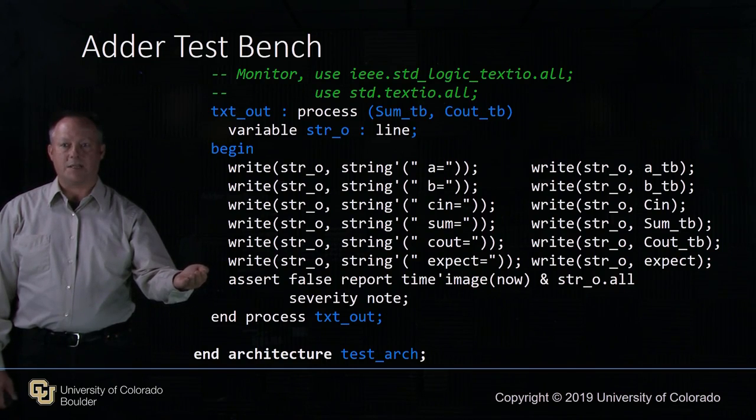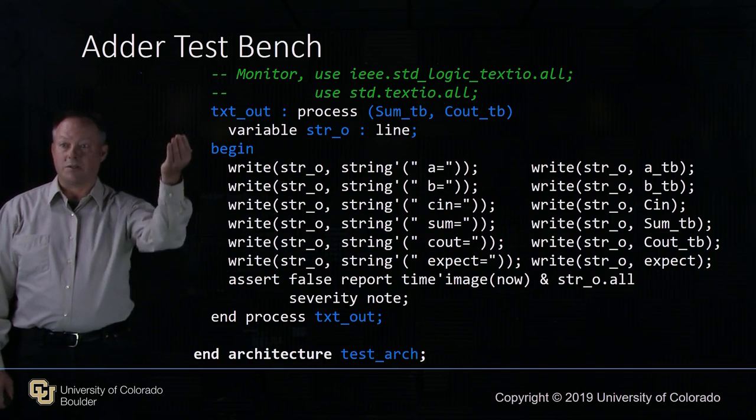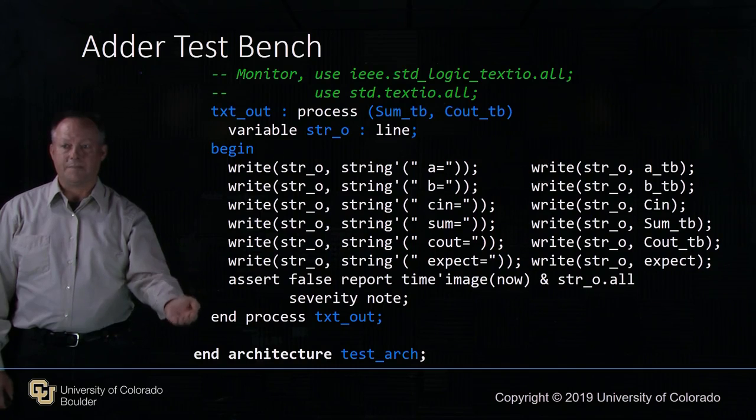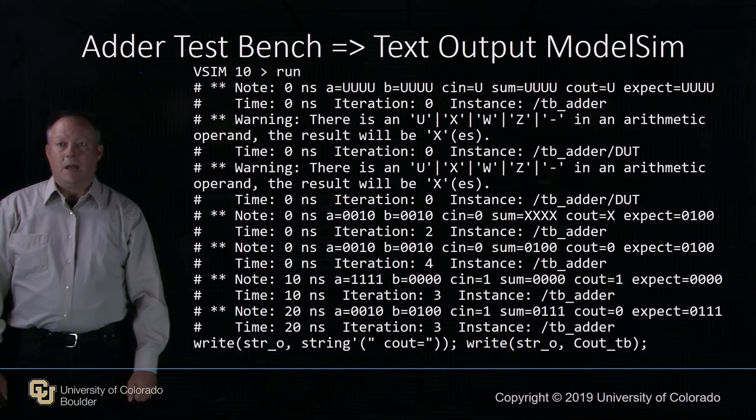Time'image(now) is the clock tick that we're currently on. String out all is our string that we've created up above. End process and end architecture. And what happens when we run this code through ModelSim?